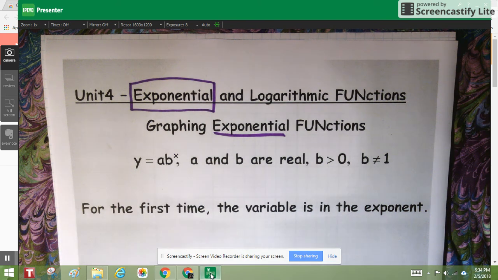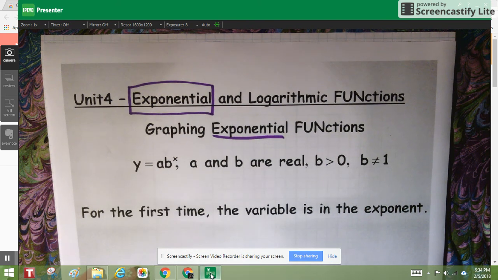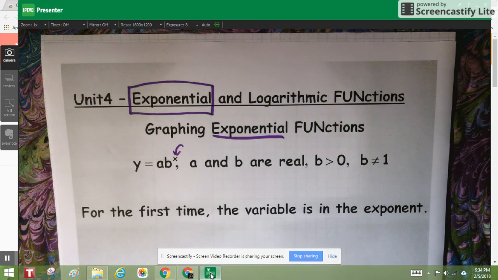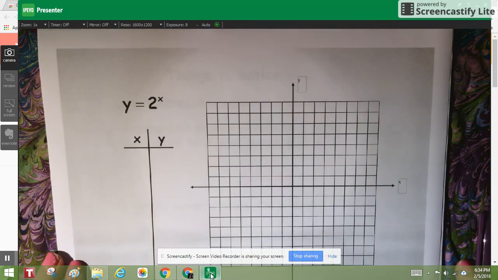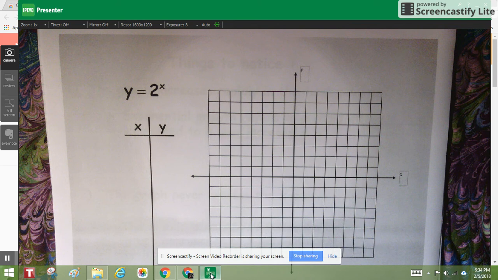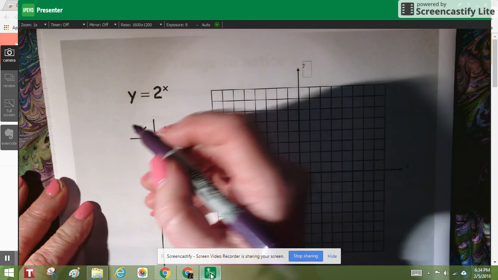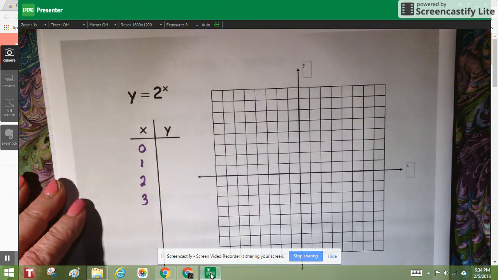So the equation is going to look like y equals a b to the x, where now for the first time, the variable is an exponent. So let's take a look at how we can graph these. All right, so here I have y equals 2 to the x, and x is my variable. As we usually do when graphing something for the first time, let's make an xy table. So let's pick some values. Let's start with 0, 1, 2, 3, and let's plug those in and see what happens.